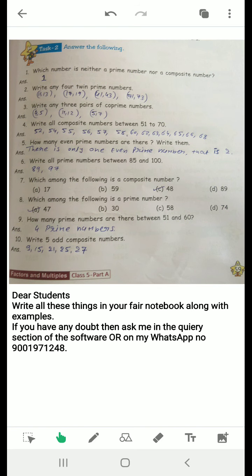Okay, so dear students, write all these things along with the definitions, examples and points to remember. All these things you have to write in your notebook.